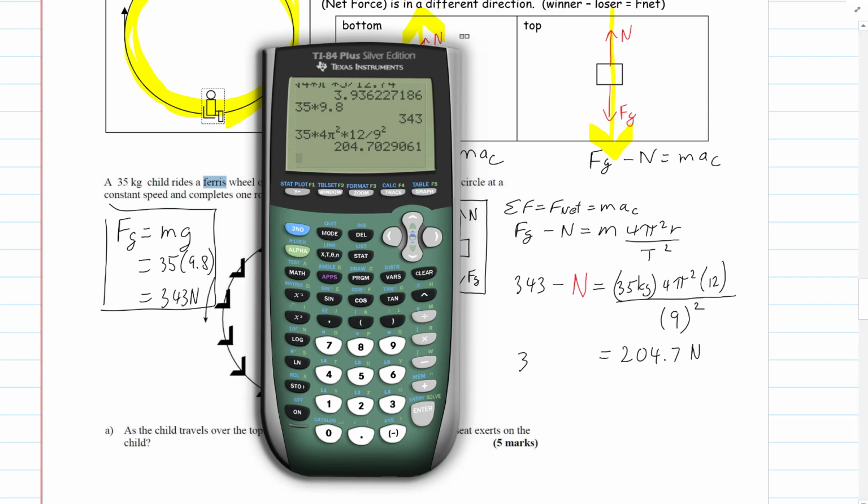So 343 minus N is equal to that. So N is just going to equal 343 minus that number above, which is 138.3 newtons.